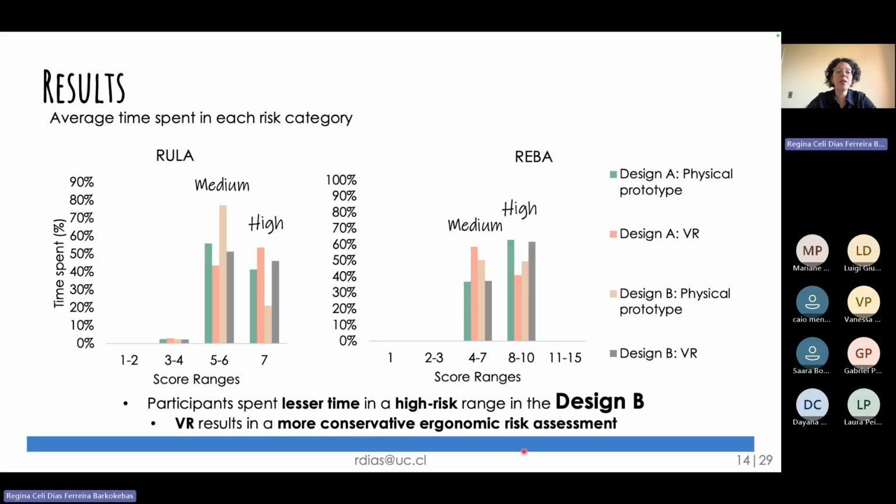And also an important finding of this research was that we could verify that we had, at least in this case, a more conservative ergonomic risk assessment. What does that mean? The participants spend more time in a higher risk range in the VR environment, which some people could say, oh, that's bad. For me, I face it as some kind of benefit because we are then simulating the worst case scenario.